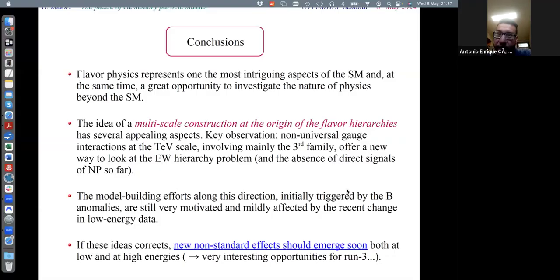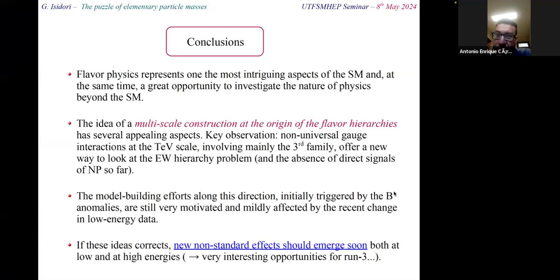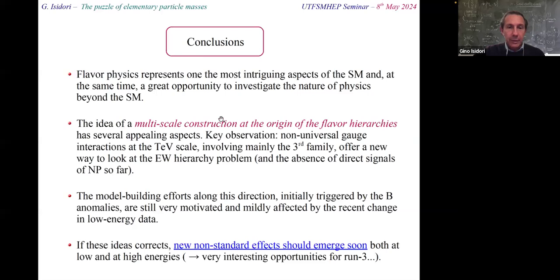In your analysis, in your particular model, did you study some bounds from charged lepton flavor violating processes, or for example, this mu-e conversion via the chain quarks?